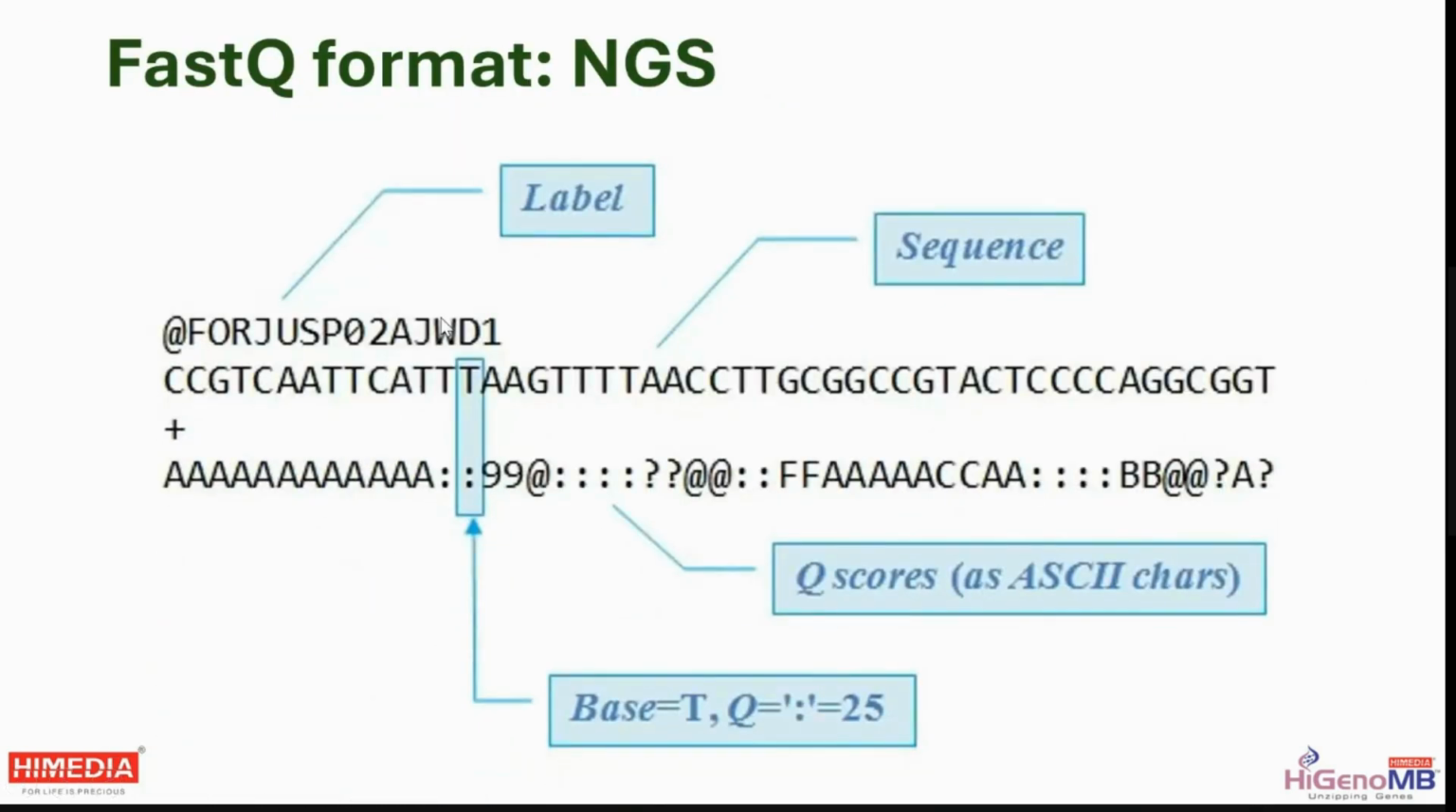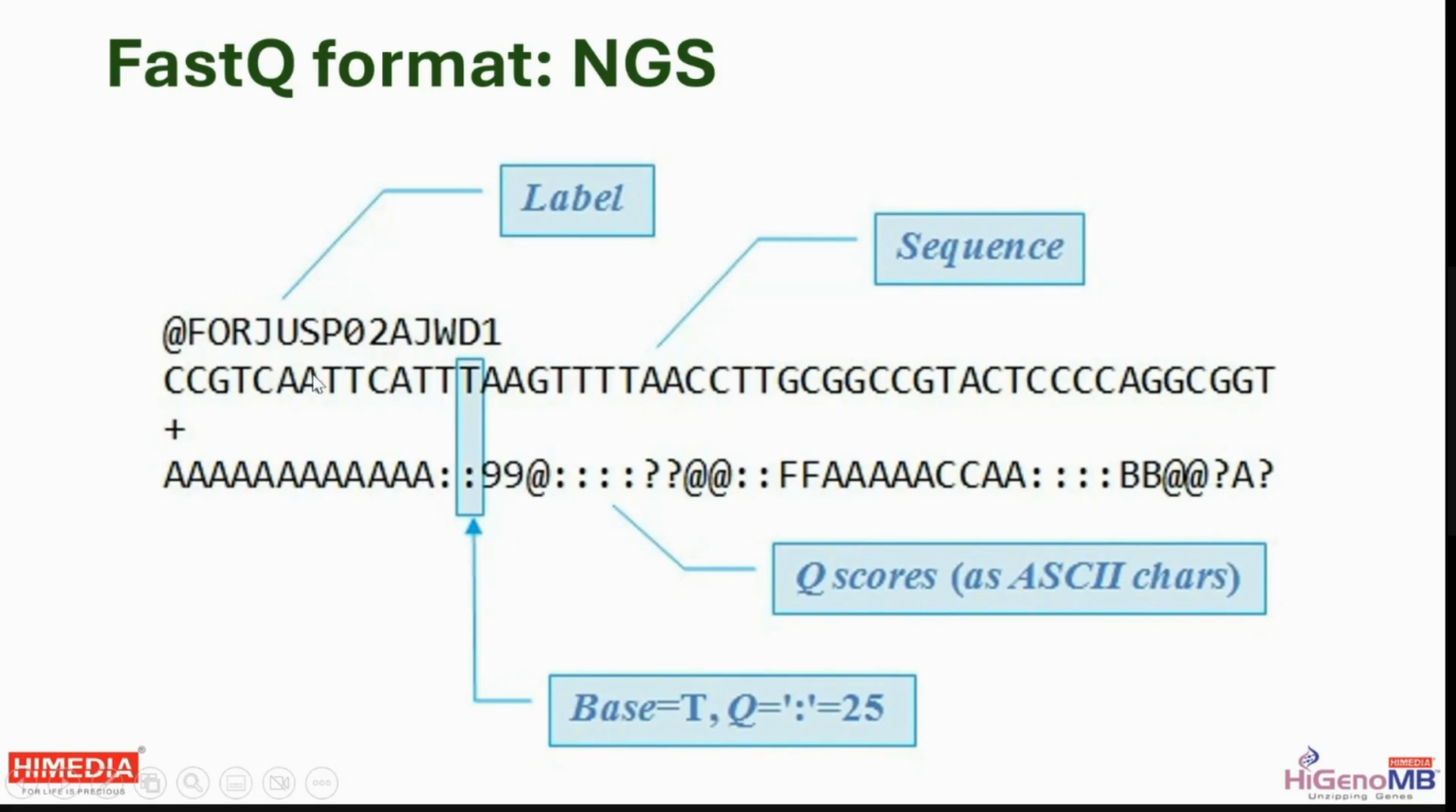Another file format is the FASTQ file format. The FASTA file was generated by Sanger sequencing. In case of NGS, that is next generation sequencing, it creates a file known as FASTQ format. In FASTQ format, it is represented in 4 different lines. The first line is the label, followed by the name of the machine or time of run, so short details can be given.